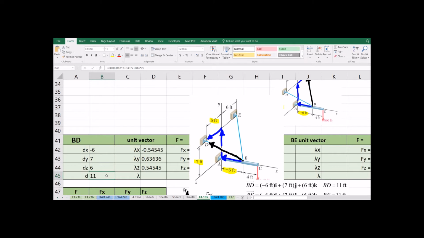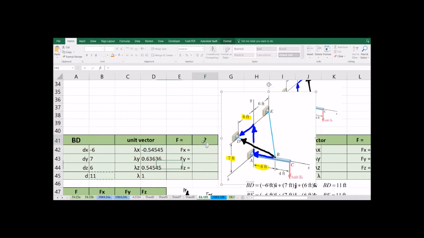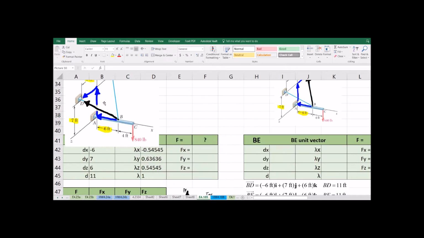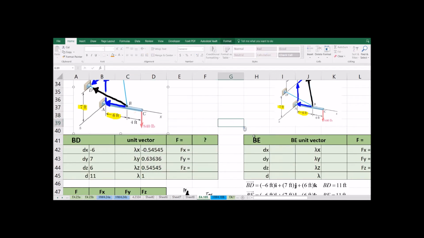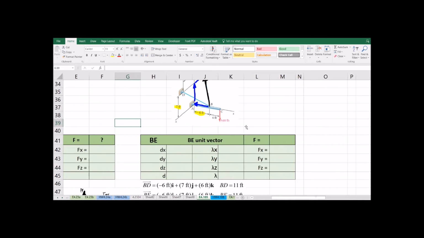We can say Control C, Control V, and copy over that square root equation. Make sure that our unit vector is adding up to 1 like it's supposed to. We still don't know the force over here, so we will come back and fill that in later, but at least we know the unit vector. So there's the first tension, that first cable. Do the same thing for this other cable over here.